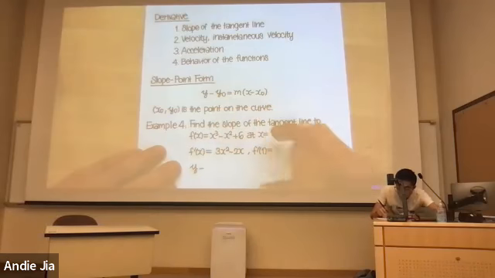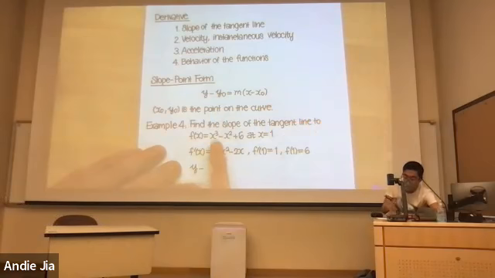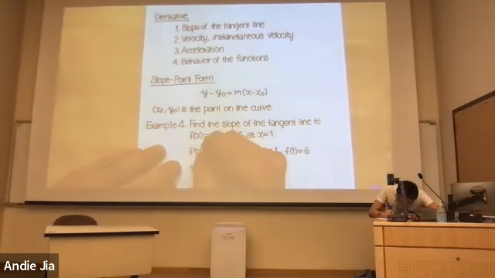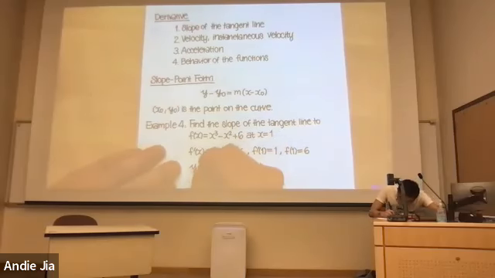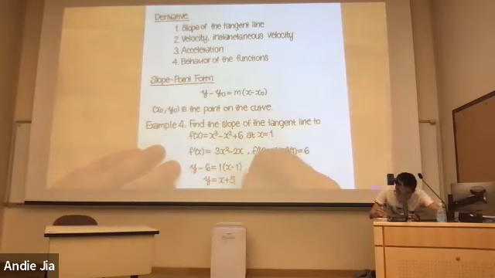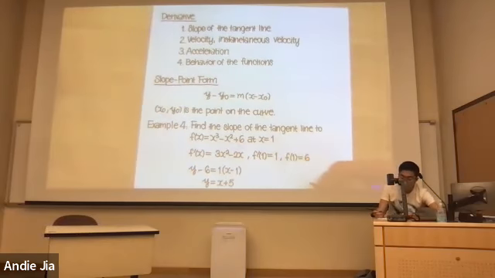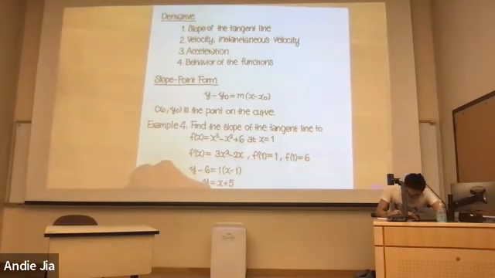So this is the point (1, 6), because 1 minus 1 is 0, and 0 plus 6 is 6. So y equals 1 times (x minus 1) plus 6. So y equals x plus 5 is the equation, and the 1 is the slope. Do another one.